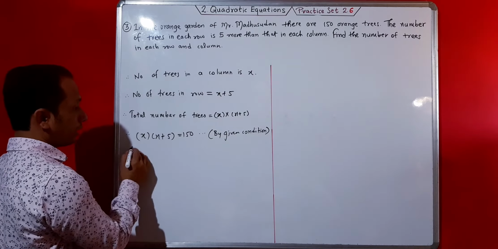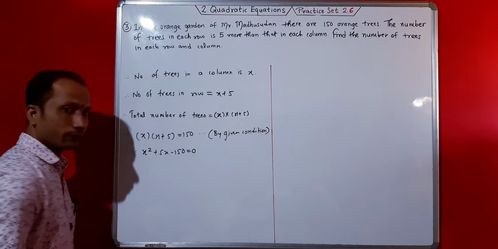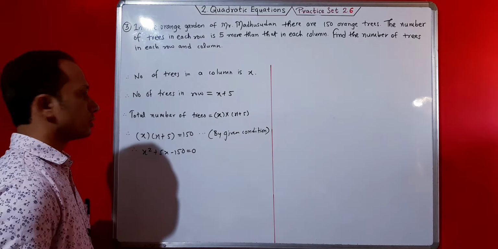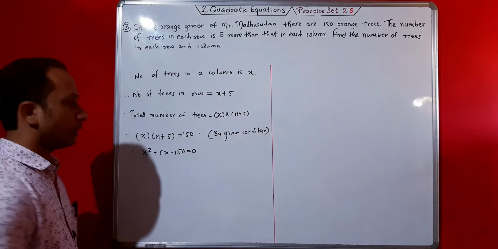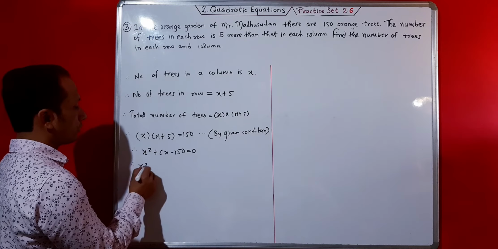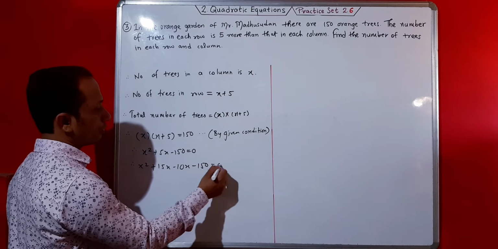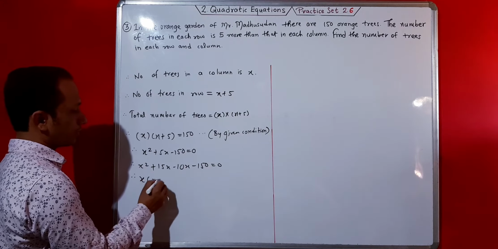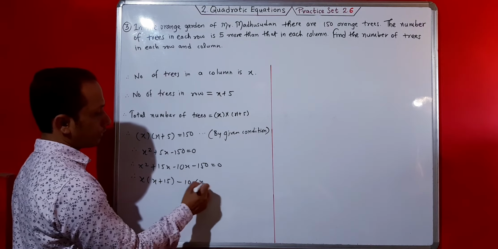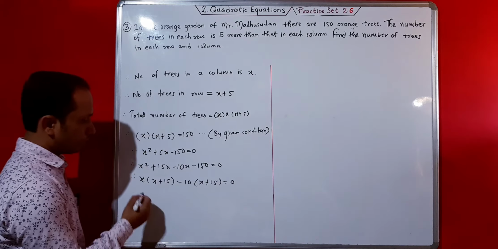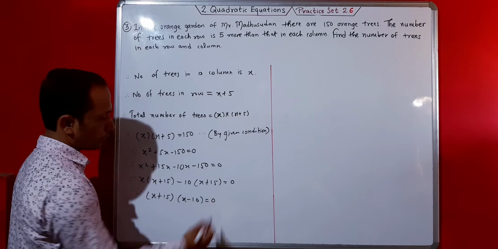So once you write, you'll get x square plus 5x minus 150 is equal to 0. Okay, now you have to factorize this 5 in such a way that the product should be minus 150 and the addition should be 5, okay, 5 itself. Therefore x square plus 15x minus 10x minus 150 is equal to 0. You should know how to do factorization. x into x plus 15 minus 10 into x plus 15 is equal to 0, okay. Therefore I will write x plus 15 and x minus 10 is equal to 0.